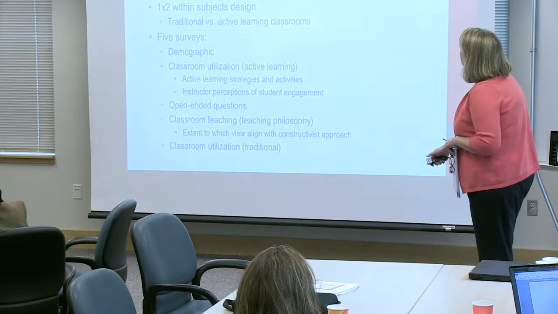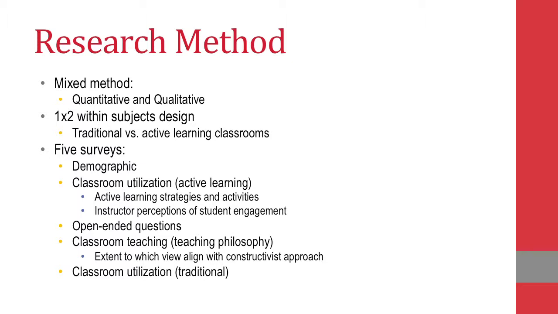So how do we say this? Here's our methodology. We have a mixed methodology. We've got both quantitative and qualitative. It's a 1x2 within-subjects design, where we're looking at an individual when they're in the traditional classroom and that same individual in an active learning classroom, much like what you're thinking of doing. We gave these instructors 5 surveys. The first is a simple demographic. The second is classroom utilization. This one measured, when you're in the active learning classroom, what types of strategies and activities do you utilize, and what's your perception of your student engagement? Then we asked some open-ended questions about their experience in the classroom.